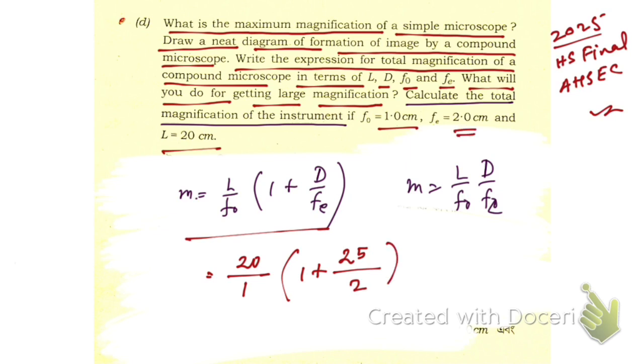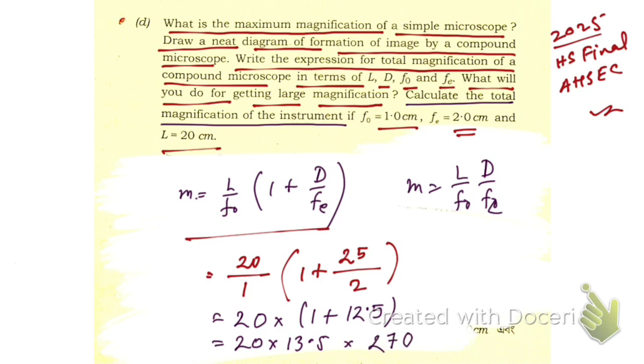Now if you calculate this, you get 20 into 1 plus 12.5, so 20 into 13.5. Let's multiply this. So this is the answer, 270.